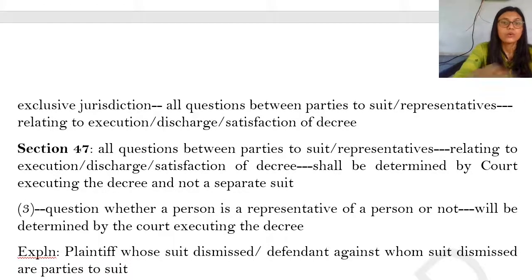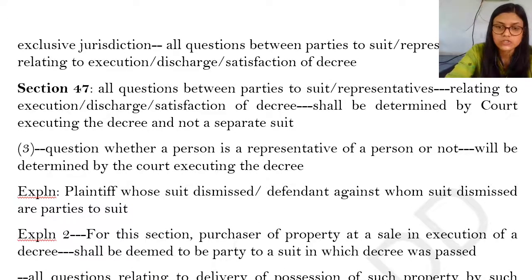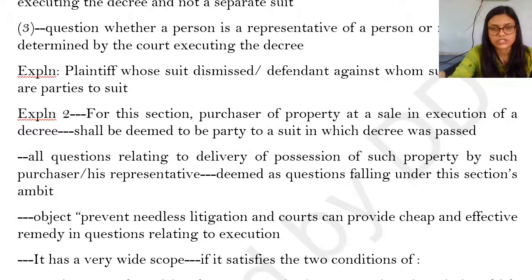Now, a plaintiff whose suit was dismissed, or a defendant against whom a suit was dismissed, are also taken to be parties to the suit. Now, for this particular section only, a purchaser of a property at a sale in execution of a decree is also taken as a party to a suit. Now, all questions relating to delivery or possession of such property by such purchaser or representatives are also deemed to be falling under this ambit. And we already saw what is the object of the same, and it has a very wide scope.